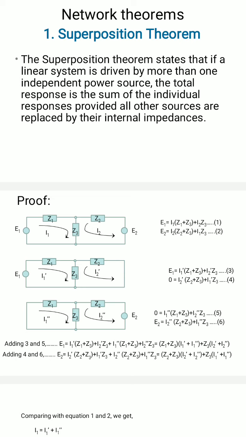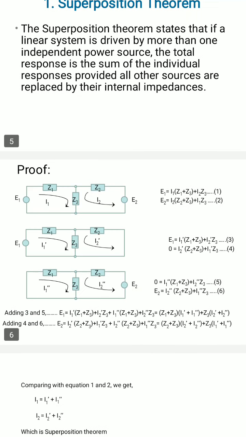So if you have many sources, you just keep one and replace all the others with their internal impedance. Find the current or voltage through one element, then you have all the individual responses, isn't it? Then you add these individual values of current, and you get the current passing through that element when all the sources are present. Okay, you will understand this when you learn the proof. Now let us go to the proof.